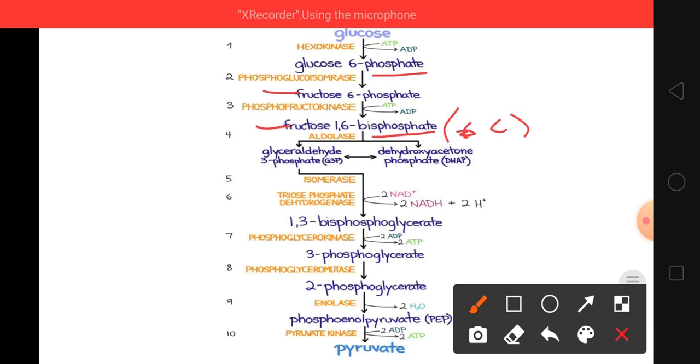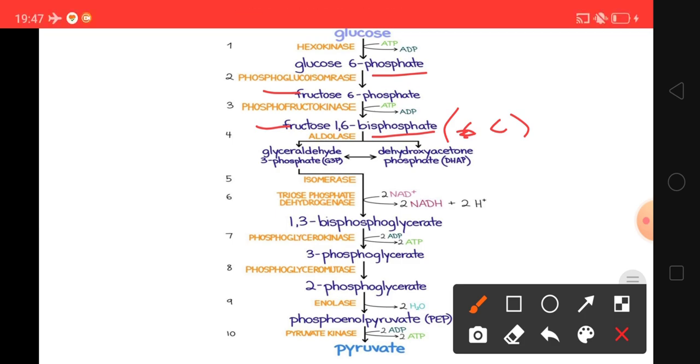The second half starts from here, where the energy is being given, the investment is being paid off. So over here glyceraldehyde 3 phosphate oxidizes into 1,3 biphosphoglycerate. So aldehyde is getting oxidized into acid.